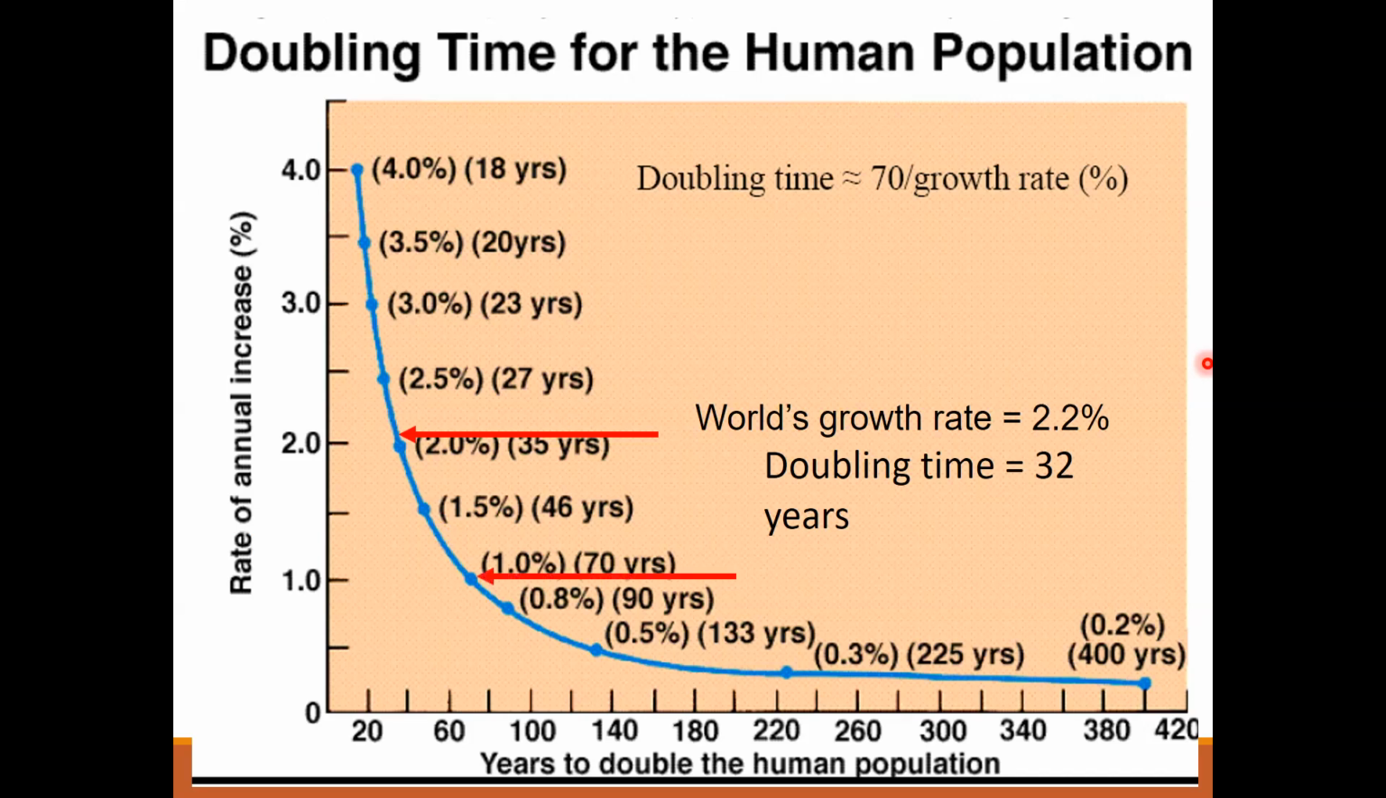Okay, and then if you look at this drop to more recent times, about 1.1%, the doubling time is 64 years. So that means that if nothing changes in terms of a decrease in growth rate between now and then, we'd expect to go from 7.5 billion people to 15 billion people on the planet by the time I'd be pretty darn old.